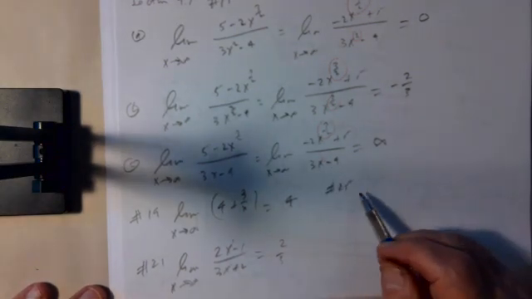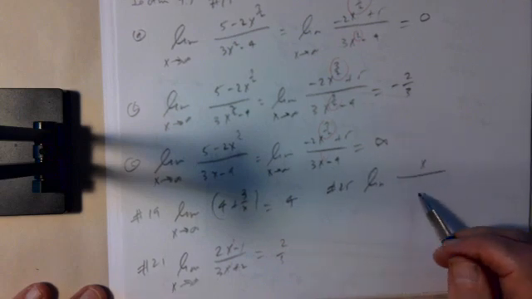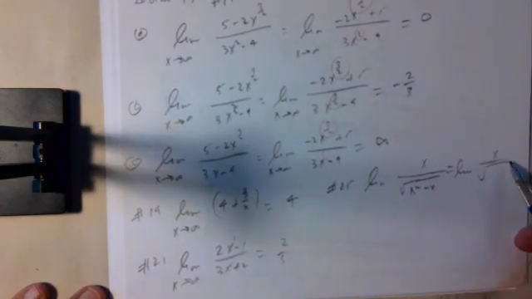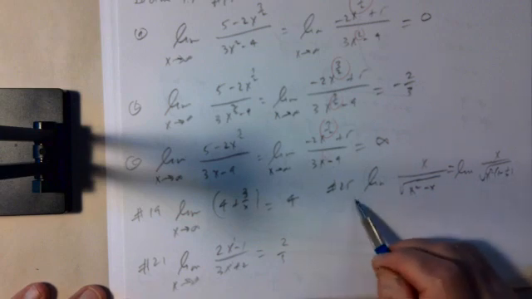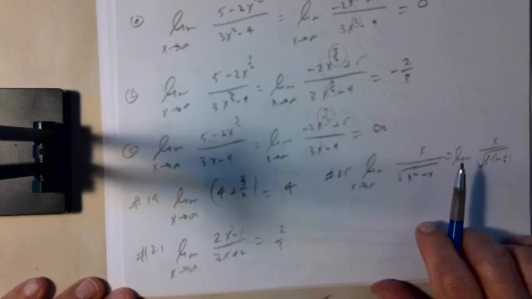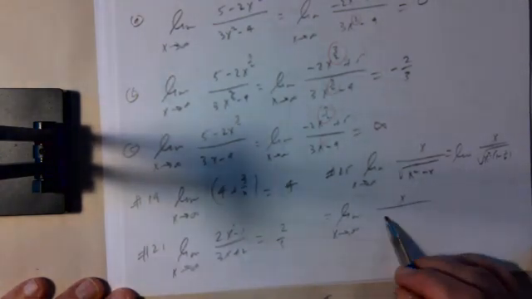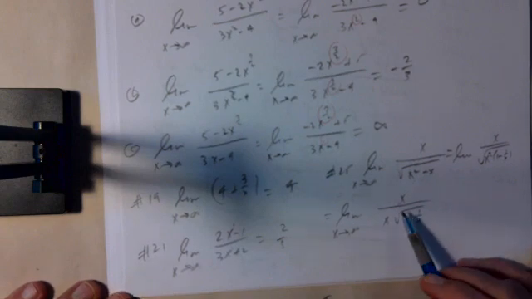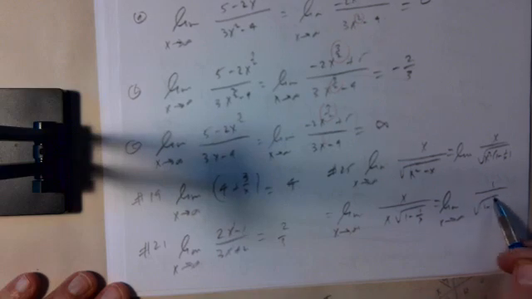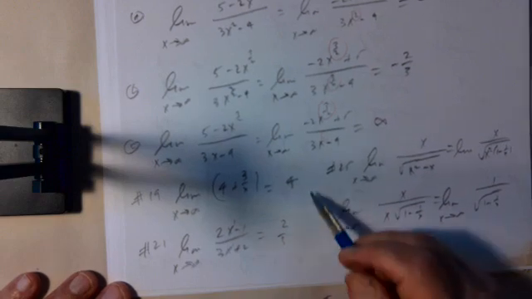In problem 25, we have the limit of x over the square root of x squared minus x. I can write this as the limit of x over the square root. Let me just factor an x squared out of this. x squared times 1 minus 1 over x. This is the limit as x goes to infinity. x over square root of x squared is x times the square root of 1 minus 1 over x. These x's cancel. This is the limit as x goes to infinity of 1 over the square root of 1 minus 1 over x. This goes to 0, so the limit is 1.